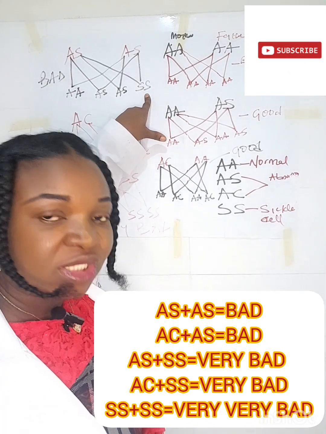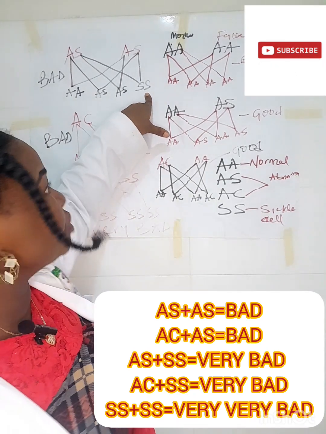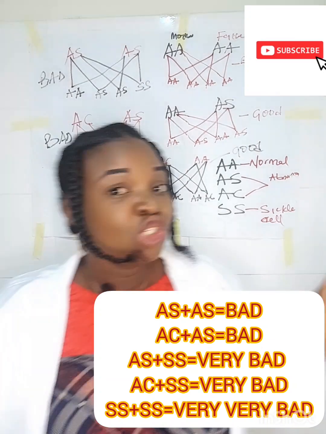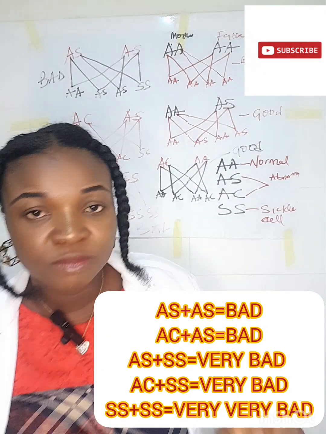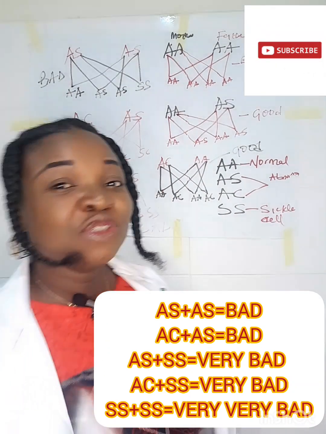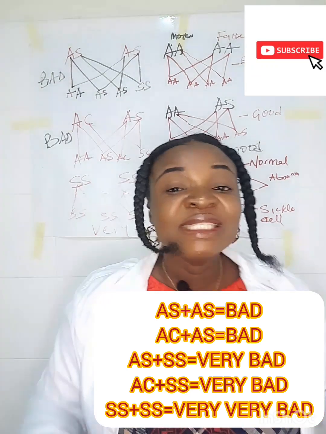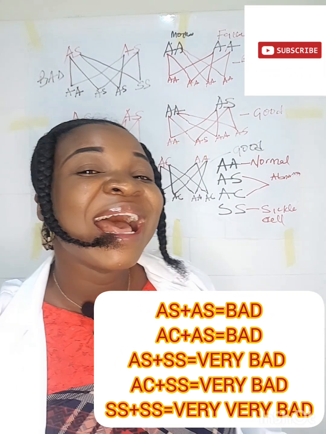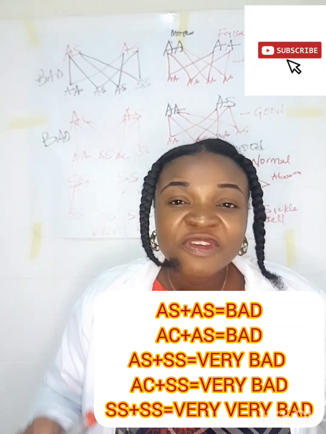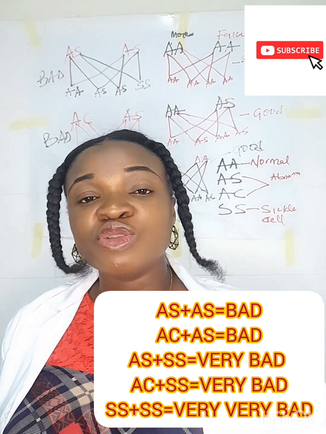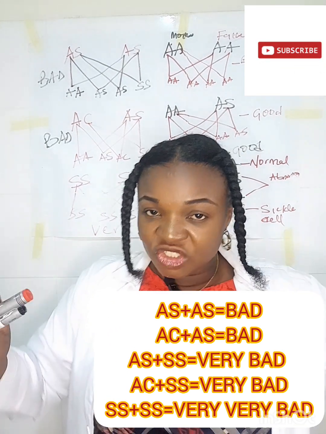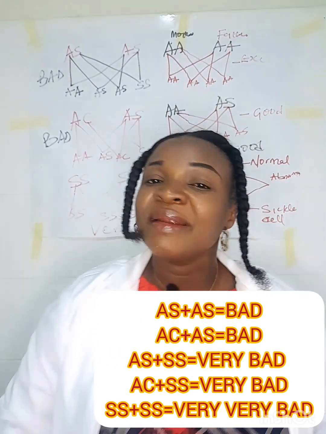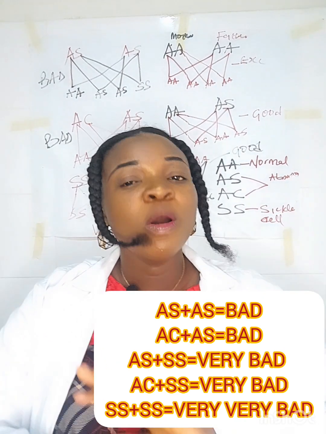It's a bad combination. An AC should not marry an AS. Two of them are still abnormal hemoglobin. An SS should not marry an SS. That is very bad. An AC should not marry an SS. And there is a 50% chance of giving birth to a sickle cell anemic child for each of the pregnancies. An AS should not marry an SS. So the combination is not advised.